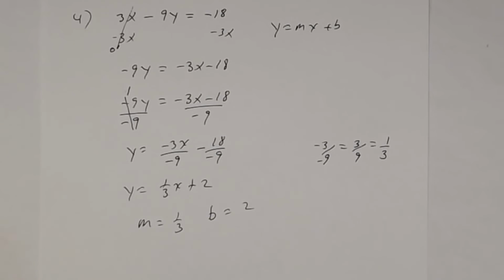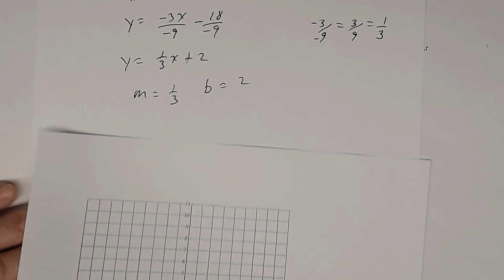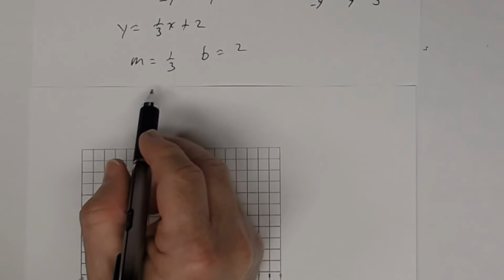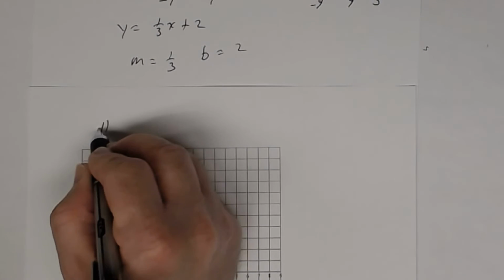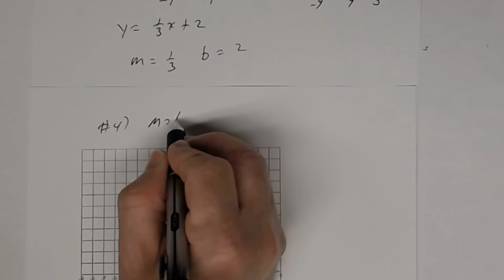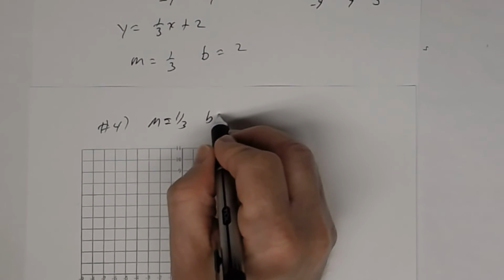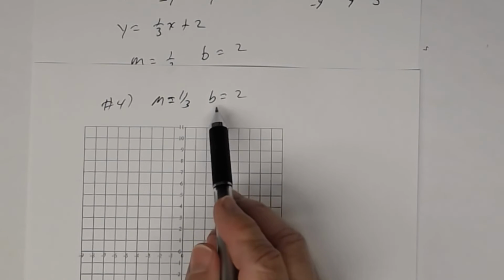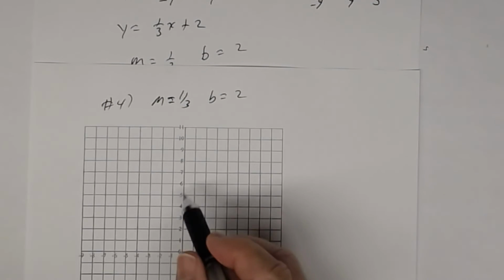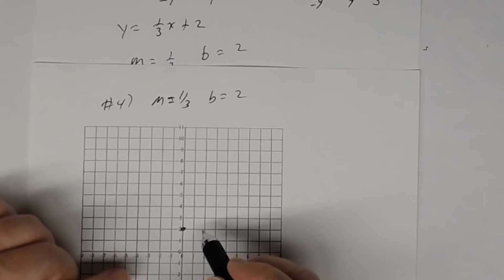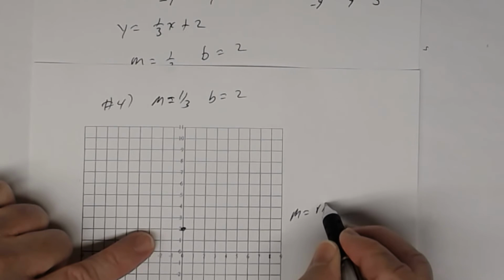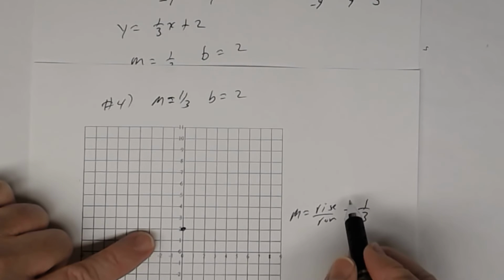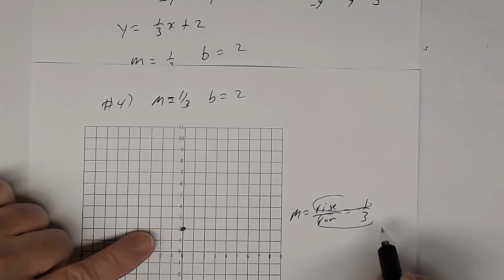And so now when you go ahead and graph the line, so notice this is number 4. So the slope is 1/3, and the y-intercept is 2. So to graph a line, I need 2 points. So here's your y-intercept, so that's where the graph crosses the y-axis at 2. And then remember, the slope is rise over run, which in this case is 1/3. So my rise is a 1, and my run is a 3.